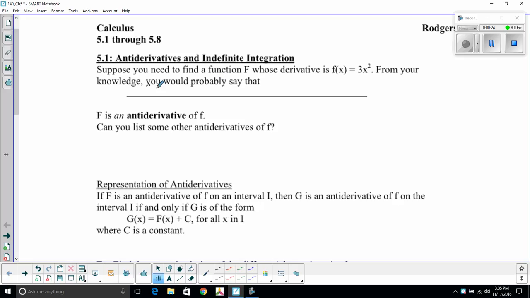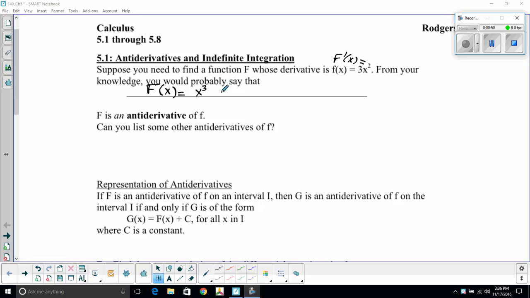So what would you guess F of x would be? In other words, when I take its derivative, that's what I want to get, right? So a square comes from a cube, and then when you bring the exponent down and take one off, I get 3x squared. So F of x is x cubed.